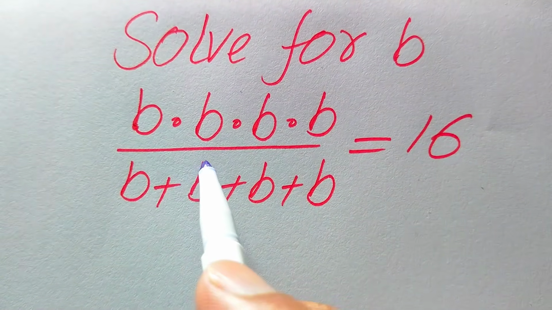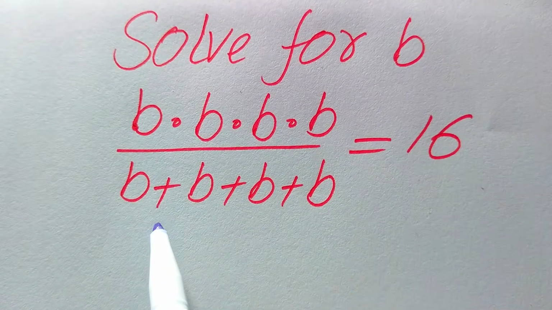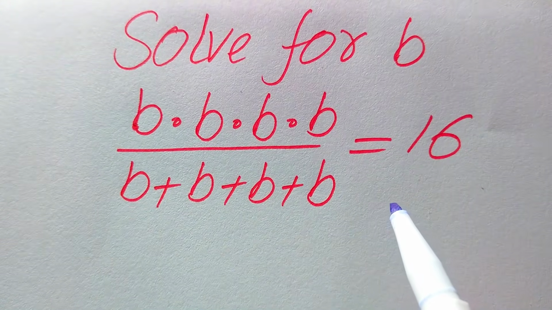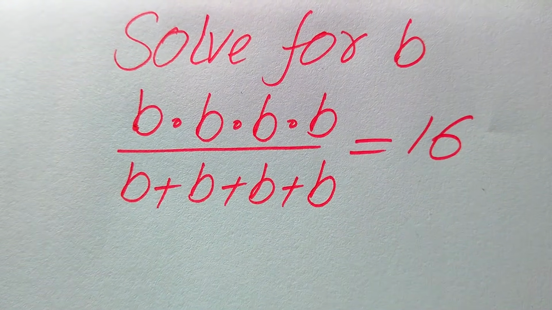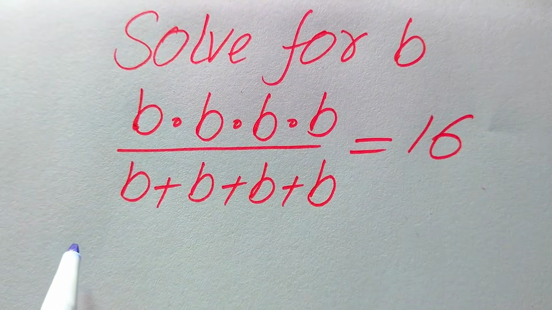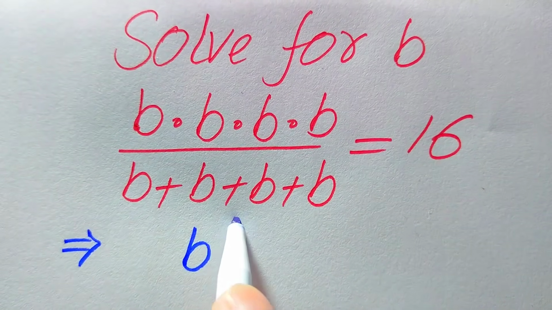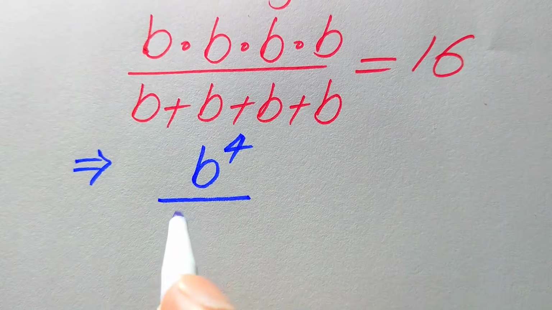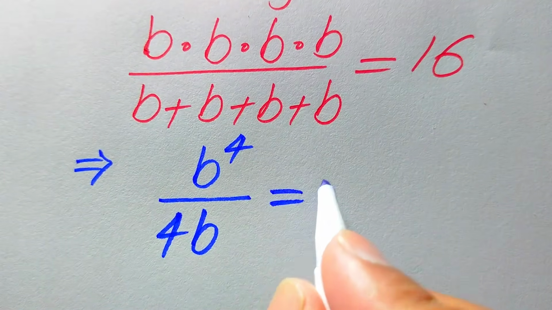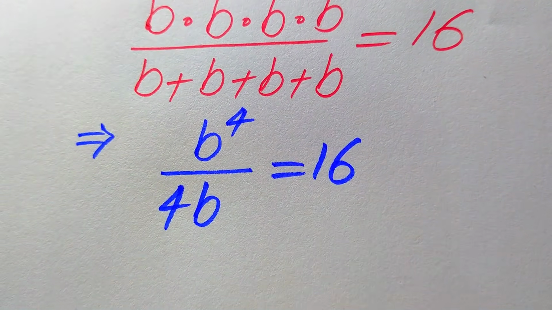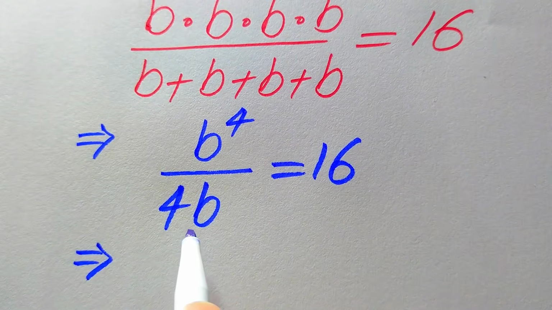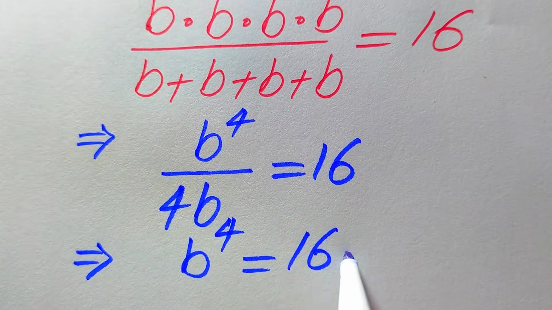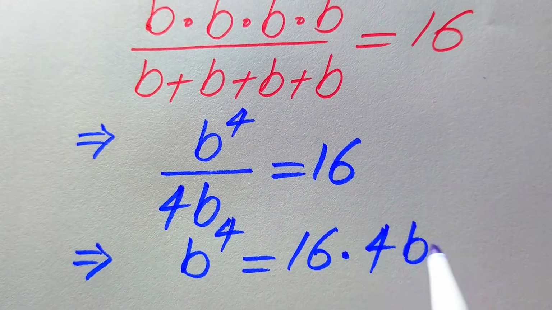So here we have b times b times b times b divided by b plus b plus b plus b equals 16, and we solve this problem for all the values of b. First you see that b is multiplied 4 times, so we write it as b to the power of 4 divided by... Here you see that b is added 4 times, so we write it as 4 times b equals 16. And now in the next step we move the term 4b to the right hand side, and we get b to the power of 4 equals 16 multiplied by 4b.